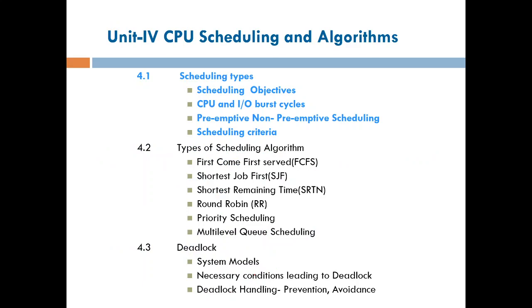The content we are going to cover in unit number 4, that is CPU scheduling and algorithms, is scheduling types. Within scheduling types: the objectives of scheduling, CPU and IO burst cycles, preemptive and non-preemptive scheduling, and the scheduling criteria.